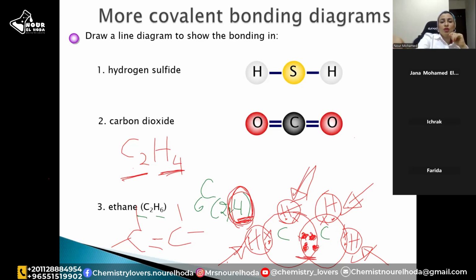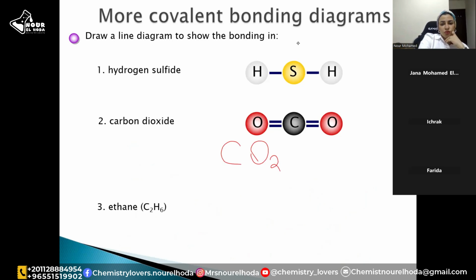Carbon dioxide again. I explained it, that's okay. I will explain it again. No problem. Carbon dioxide, CO2. The carbon is 6, so 2 and 4.